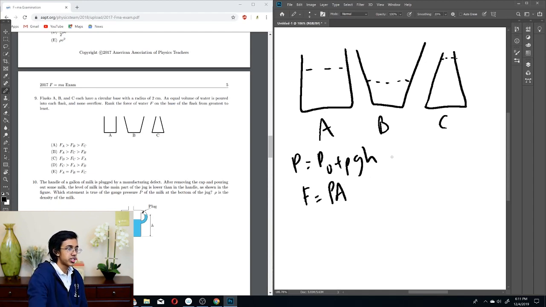So C has the greatest height, so it's going to have the greatest force. B has the lowest height, so it's going to have the lowest force. So which answer is that? That is just answer D. That is our answer.